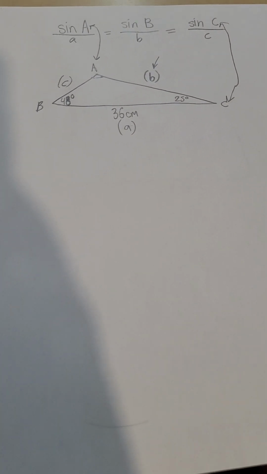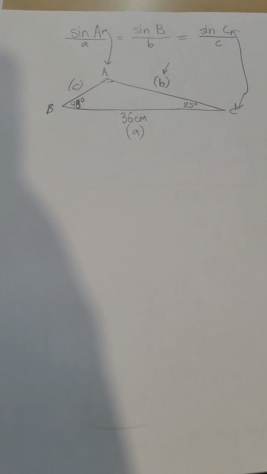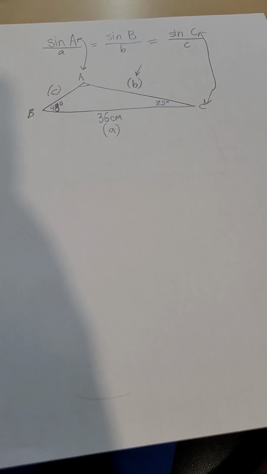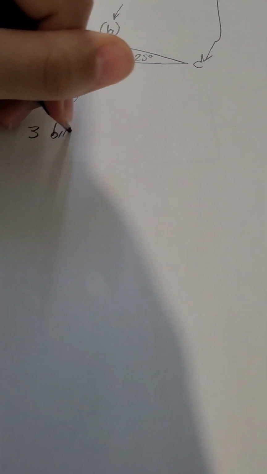Now, for any possible triangle, if you want to use the sine law, you have to have 3 pieces of information, but at least one of them needs to be an angle. So 3 bits of info, 1 angle, and 1 letter pair.